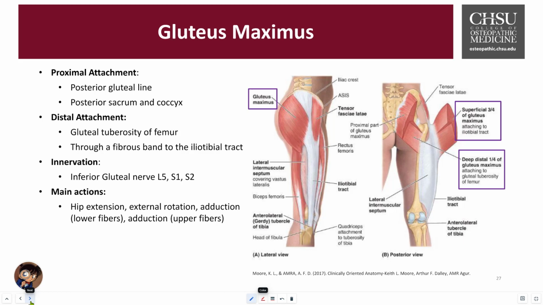The proximal attachment, or the origin, is the region of least movement when contracted, and the distal attachment will be the gluteal tuberosity of the femur, and also through the fibrous band of the iliotibial tract. The key innervation here will be the IGN, inferior gluteal nerve, L5, S1, S2, and key actions to be specific about are hip extension, external rotation of the hip, and then the lower fibers provide adduction, and the upper fibers provide abduction.